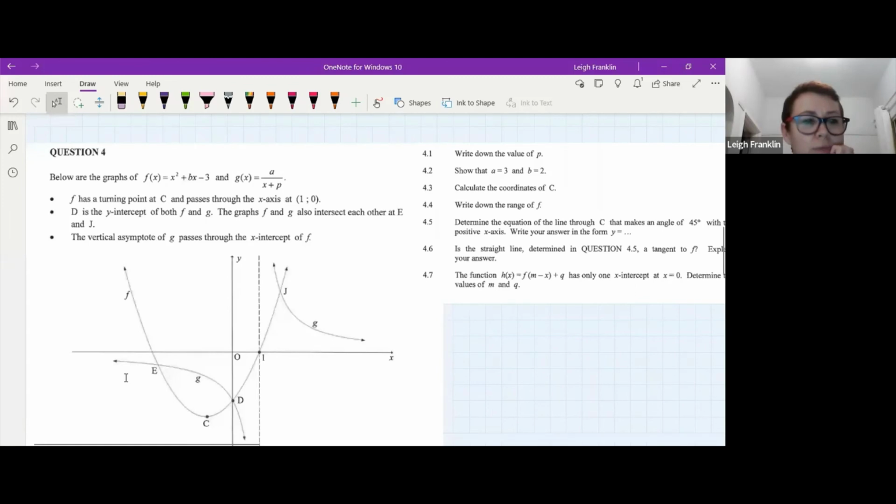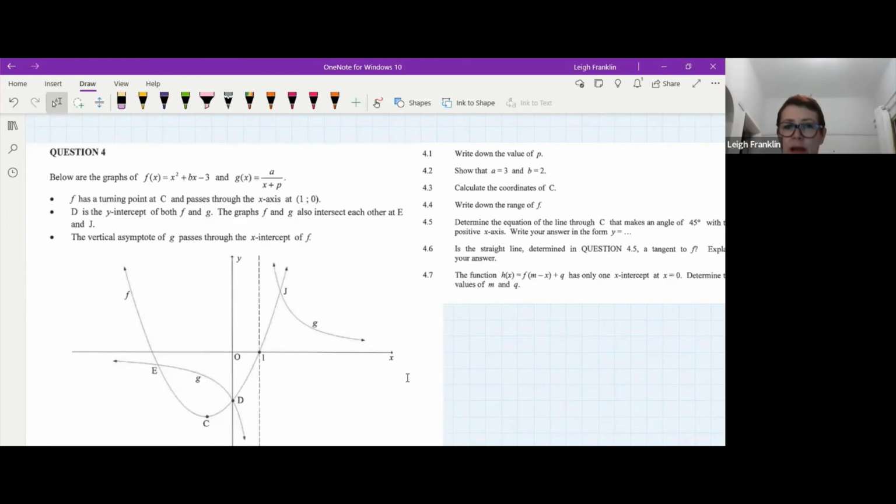In question 4, they've given us 2 graphs. They've given us f of x, which is a parabola. By giving us f of x equals x squared plus bx minus 3, they're giving us some important information. First of all, they are telling us that the coefficient of the x squared term is 1. And by giving us the minus 3, they are also giving us the coordinates at which point.